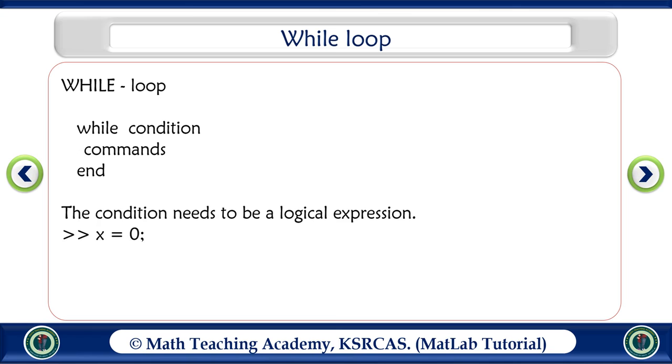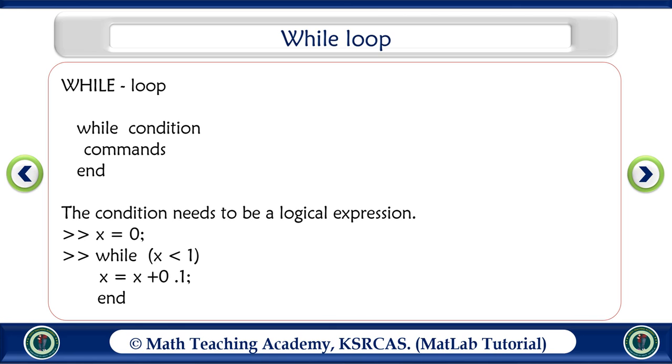Have a look at this example: x = 0; while x < 1, x = x + 0.1; end. Here, the command x = 0 assigns the value 0 to the variable x. And then the command while x < 1 checks whether the value of x is less than 1 or not. First off, we have assigned x = 0, so the present value of x is 0.